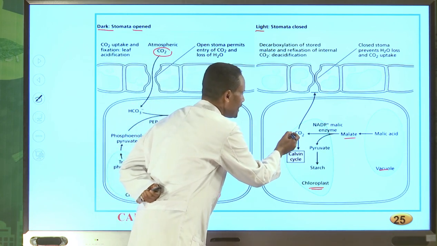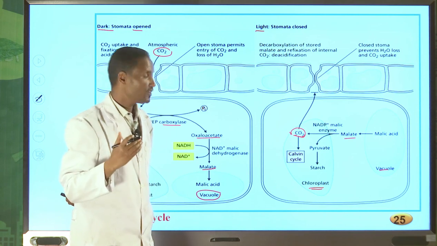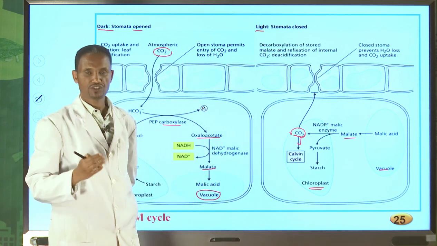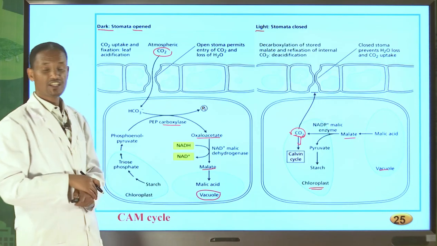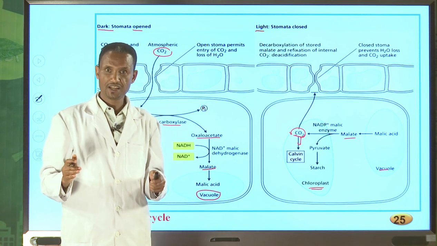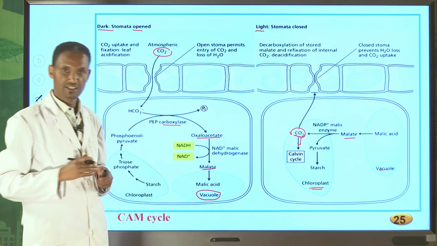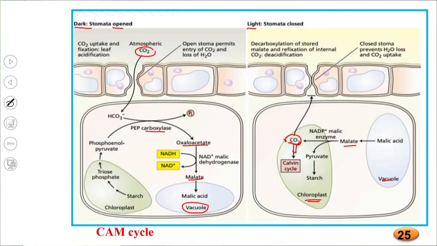In this process, the carbon dioxide which is released as a result of decarboxylation can be used by the Calvin cycle for the process of photosynthesis. This is how the CAM cycle is completed to proceed with photosynthesis. This is all about photosynthesis. In photosynthesis, we have seen both light-dependent and light-independent photosynthesis. Here in lesson 2, we have seen light-independent photosynthesis, in which glucose or hexose sugar is formed.